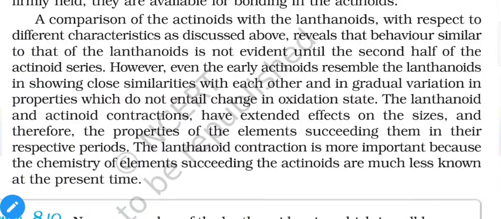The comparison of actinoids with the lanthanoids with respect to different characteristics as discussed above reveals that behavior similar to that of the lanthanoids is not evident until the second half of the actinoid series. However, even the early actinoids resemble the lanthanoids in showing close similarities with each other and in gradual variation in properties which do not entail change in oxidation state.